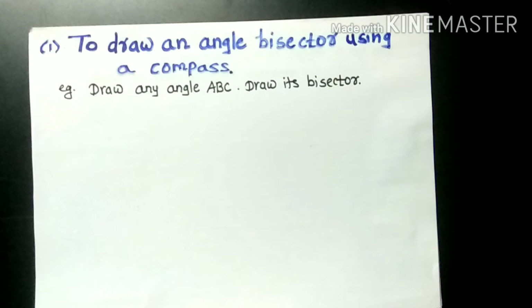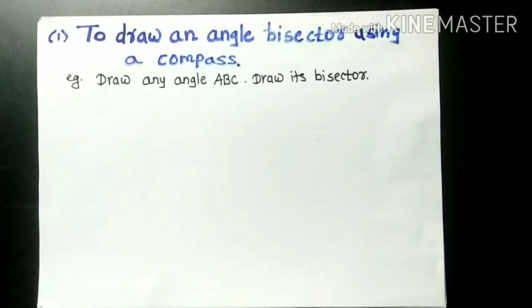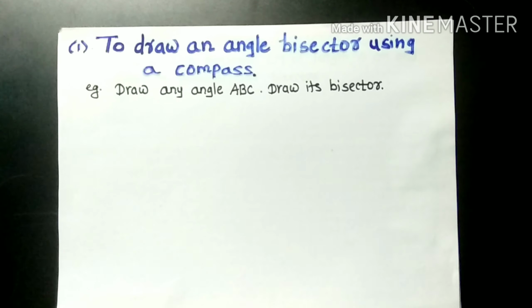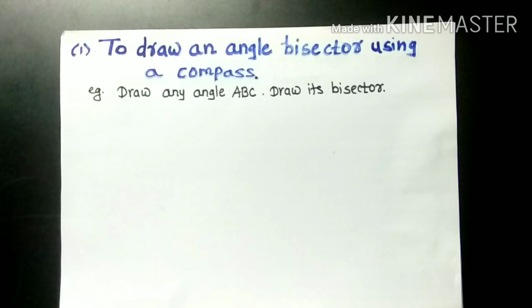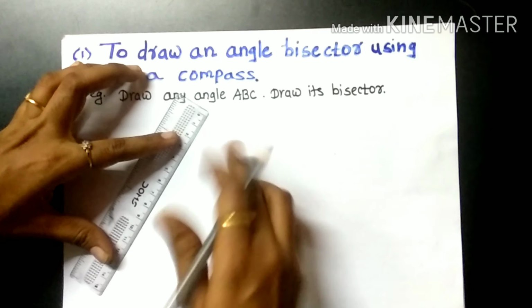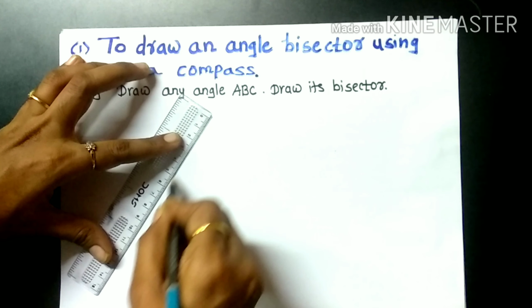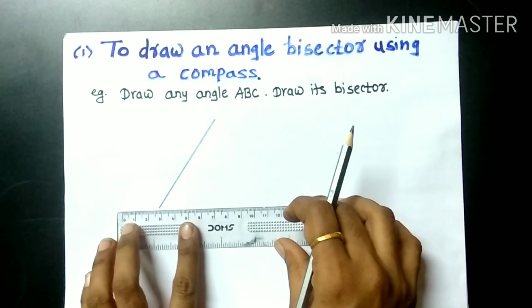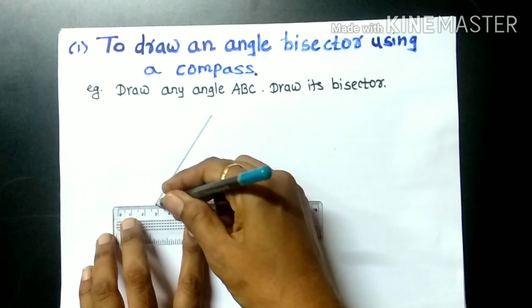Let us see how to draw an angle bisector using a compass. Example, draw any angle ABC. Draw its bisector. Draw any angle ABC of any measure.